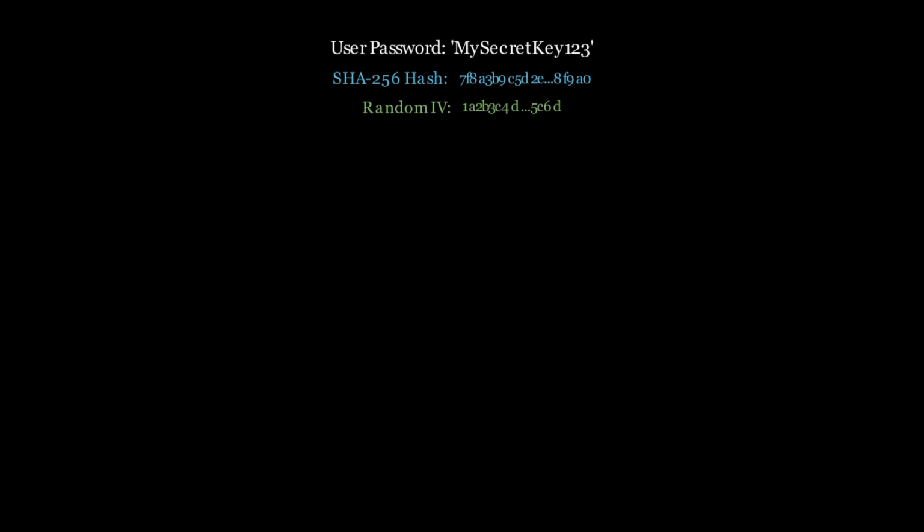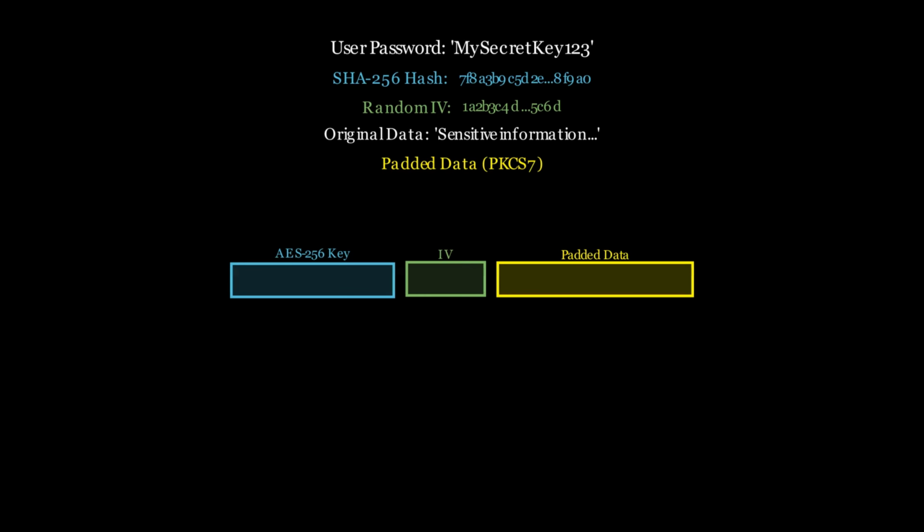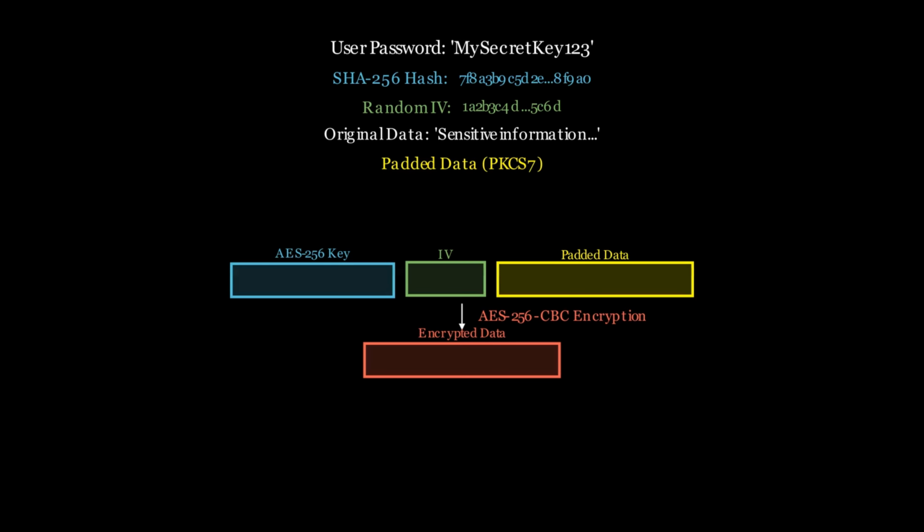Since the AES works on 16-byte blocks, I pad the data using PKCS7 padding to make its length a multiple of 16 bytes, and this padding adds bytes that indicate how much padding was added, which is useful for later removal. The padded data is then encrypted with the AES-256 CBC method using the hashed key and the IV, or the initialization vector, and the result is the ciphertext, which is a scrambled version of the original data.